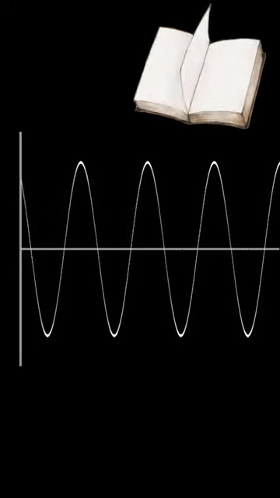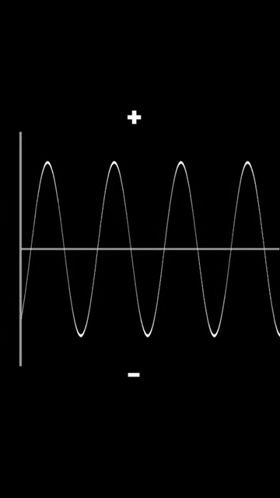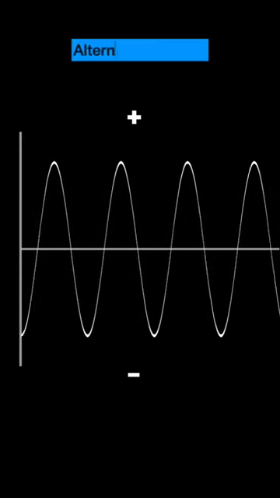This is a sinusoidal AC wave, which you might have seen in your science textbooks. It moves between positive and negative side and alternates between these two. Hence the name alternating current.